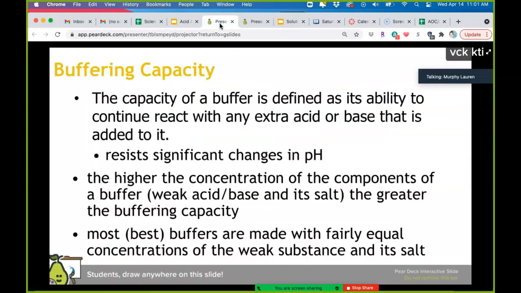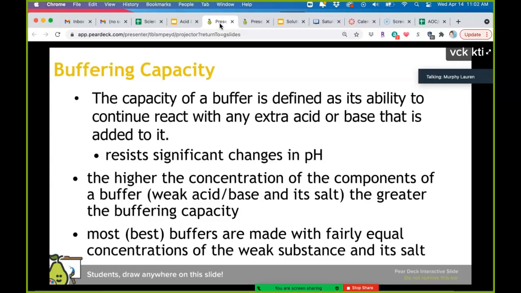So a buffering capacity, or buffer capacity, is just the ability of a buffer to neutralize an acid or a base. A buffer has two parts: an acidic part and a basic part. If you add an acid to a buffer, it will react with the basic part of the buffer. If you add a base, it will react with the acidic part. The more concentrated your acidic and basic parts are, the better the buffering capacity is, because you have more of it.